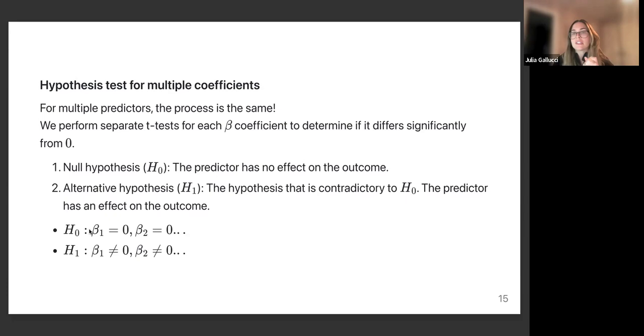And once again, if the t-statistic is large enough, as we saw earlier with the t-distribution, we reject the null hypothesis and conclude that that particular variable does have an effect on the outcome. So in this case, on sale price. However, if the t-statistic is not large enough, we fail to reject the null, and this suggests that the predictor does not have a significant effect on the outcome, in this case, sale price.